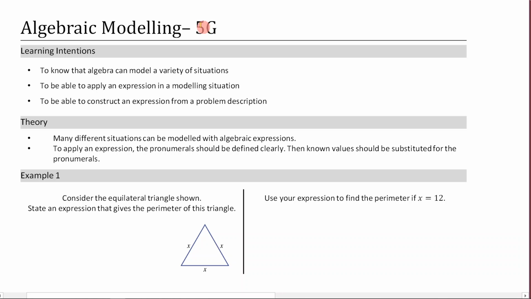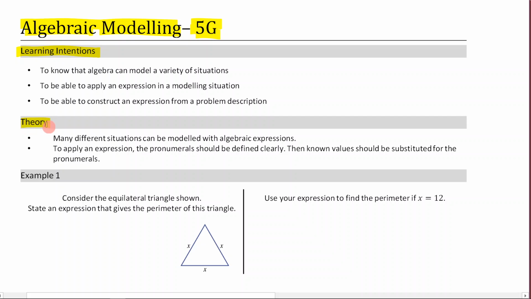In this lesson, we're going to be going through exercise 5G, which is all about algebraic modeling. What are our learning intentions? To know that algebra can model a variety of situations, to be able to apply an expression in a modeling situation, and to be able to construct an expression from a problem description.